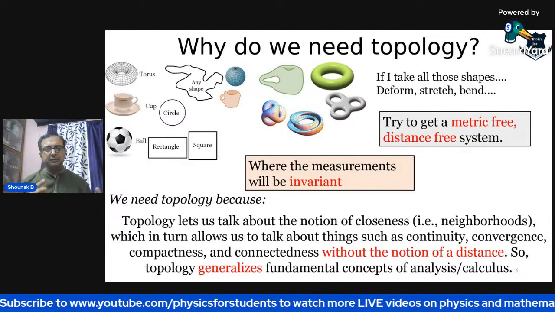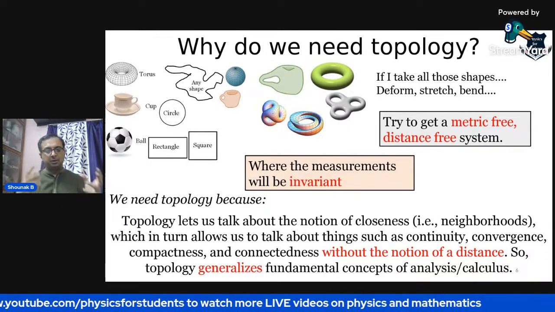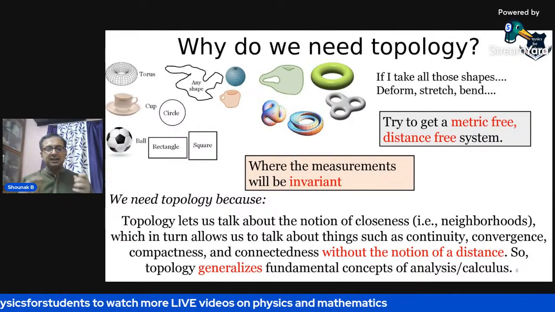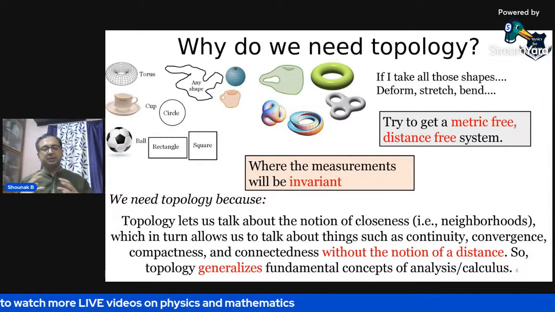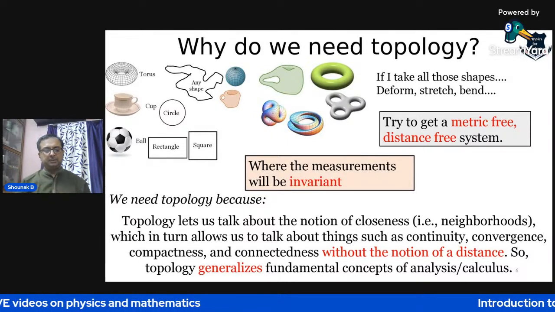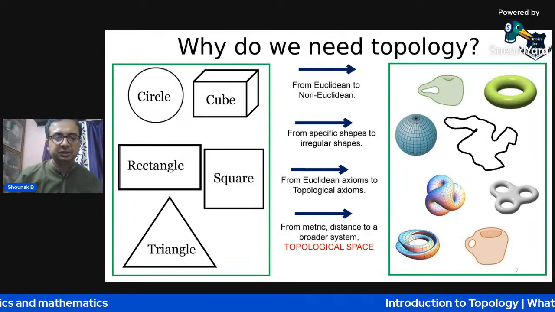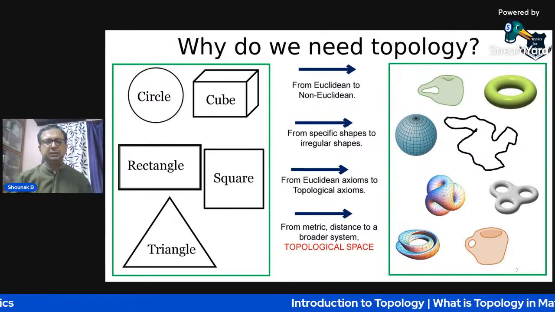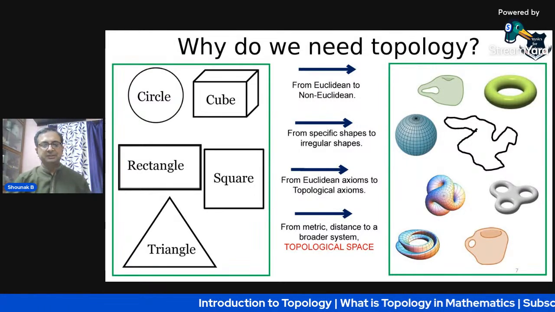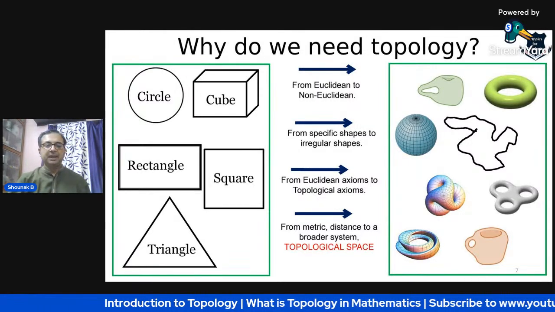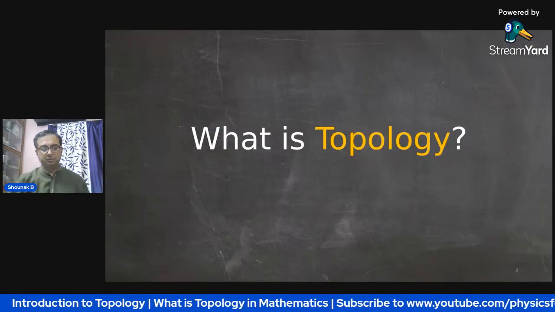That is why topology talks about neighborhoods and closeness without the notion of distance, because the moment we speak about distance, things become a little bit distorted. So we move from Euclidean to non-Euclidean, from specific to any abstract shape, and that is why we need what is called a topological space.